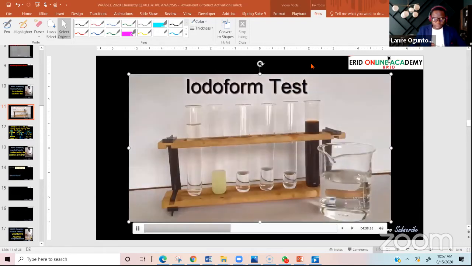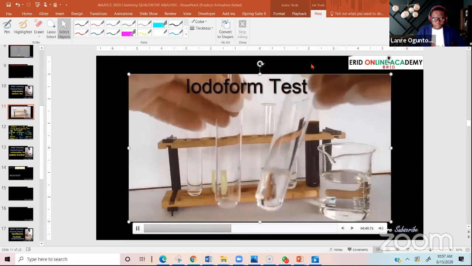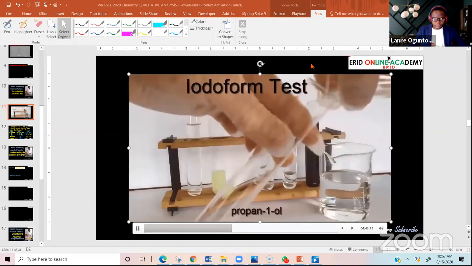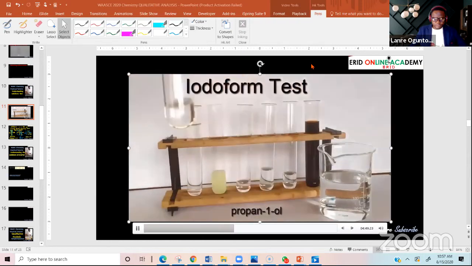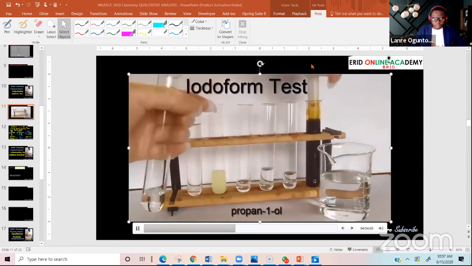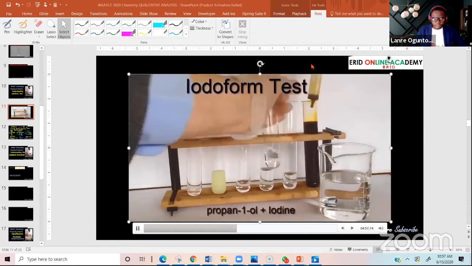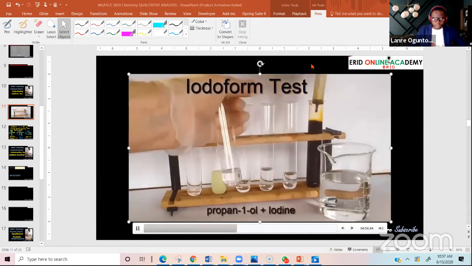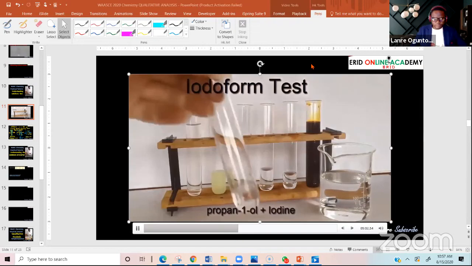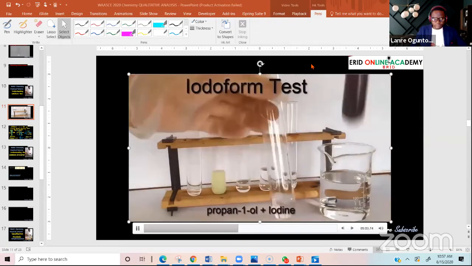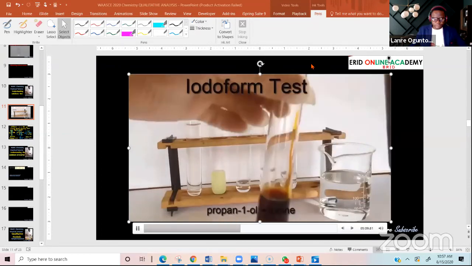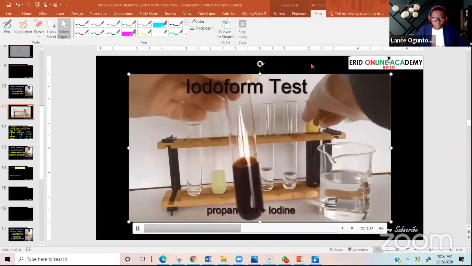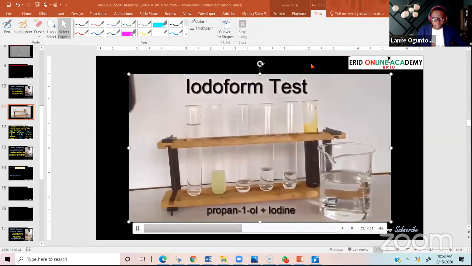I'll quickly take the second sample now, my propan-1-ol. I will add propan-1-ol into a fresh boiling tube. You could use a test tube too, whichever one you are provided with. Then I'm going to take iodine. Maybe I should pour directly from my boiling tube into the fresh tube containing my propan-1-ol and the iodine.